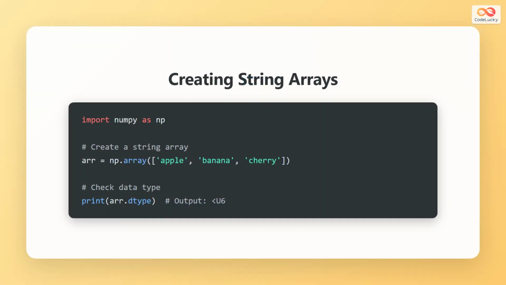Creating a string array in NumPy is straightforward. First, import numpy as np. Then, use the np.array function with a list of strings. For example, we can create an array containing the strings apple, banana, and cherry. When you check the data type using arr.dtype, you'll see it returns something like <U6. This is NumPy's way of indicating that you have a Unicode string array with a maximum length of 6 characters.